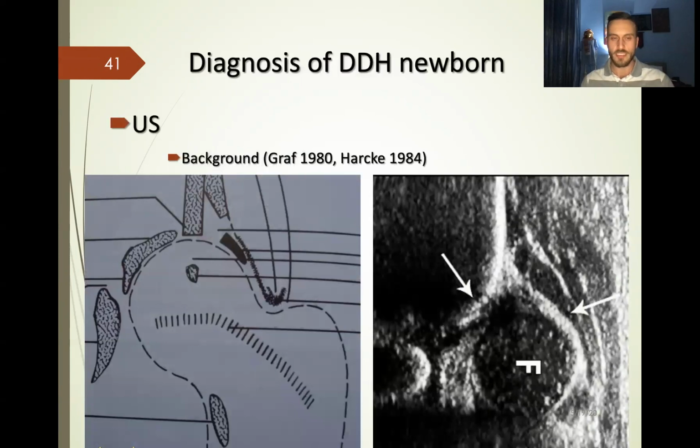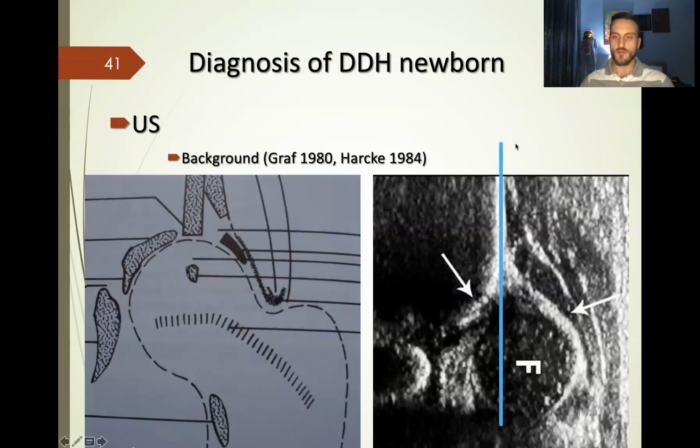So just to have an idea about the ultrasound: as you can see on the left side, this is the head, the neck, the greater trochanter, and the shaft. This is the iliac wing, this is the acetabular roof, and this is the labrum. On the right side, you can see the same. This is the acetabulum, this is the iliac wing, this is the acetabular roof, this is the labrum, and this is the femoral head. And these are the fat tissue on the lateral aspect. So basically, what Graf did, he had the lines, he had 3 lines.